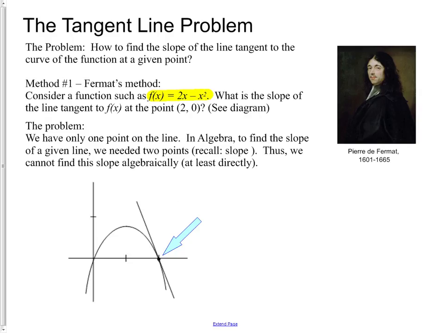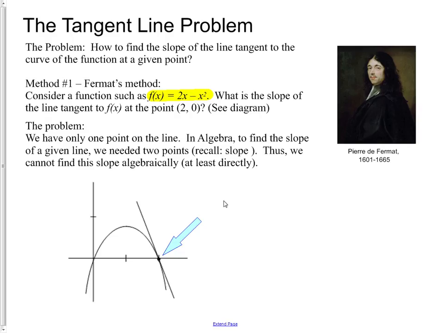And the question for us is, what is the slope of the line tangent to f of x at the point 2, 0? Now, we could have picked any other point, but this is just a convenient point right here. So here we are at the point 2, 0. Why 2, 0? Well, this happens to be a nice x-intercept, and maybe we can estimate something. But the problem is we only have one point on the line, and to find the slope of a line, we need 2 points. Right?